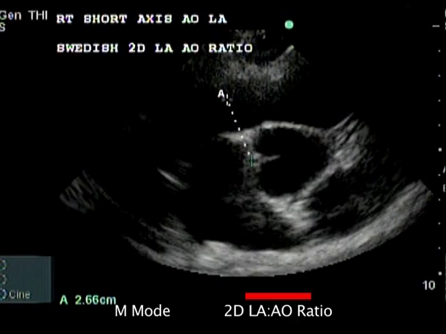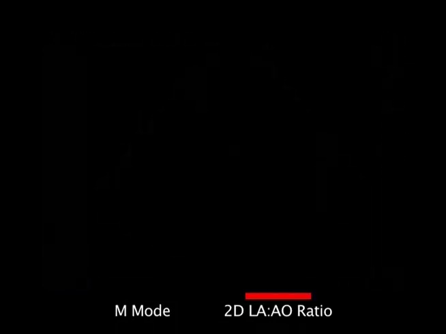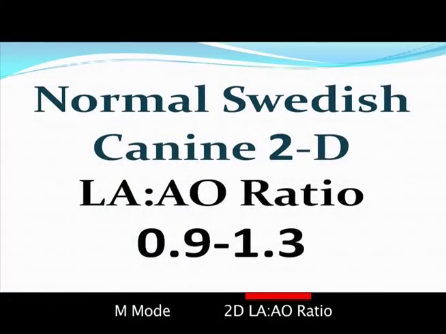In the Swedish method, the aorta is measured along the line between the non-coronary cusp and the left cusp. The left atrium is measured as a continuation or extension of this same line to the left atrial free wall, being careful not to extend the measurement into a pulmonary vein. The normal ratio is 0.9 to 1.3. Ratios exceeding 1.3 indicate left atrial enlargement.